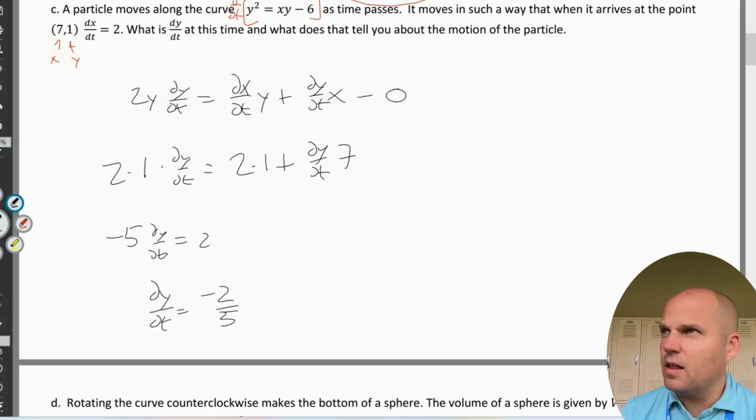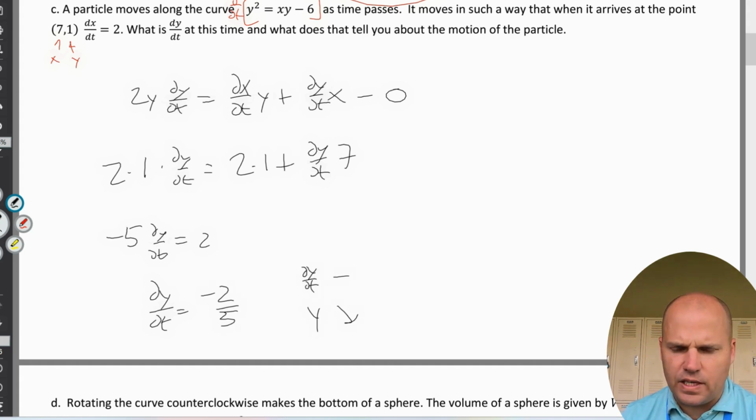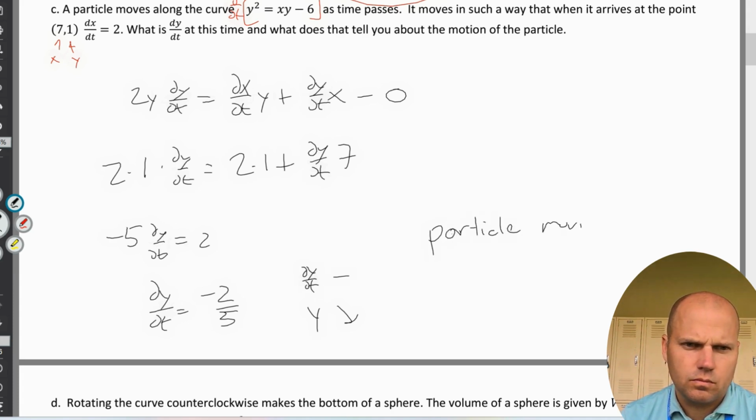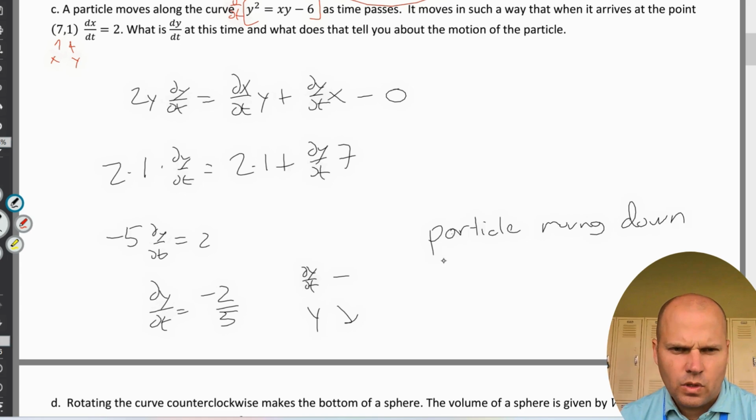So my y must be decreasing because the derivative is negative. So if y is decreasing, my particle is moving down, at two-fifths of a unit per second.